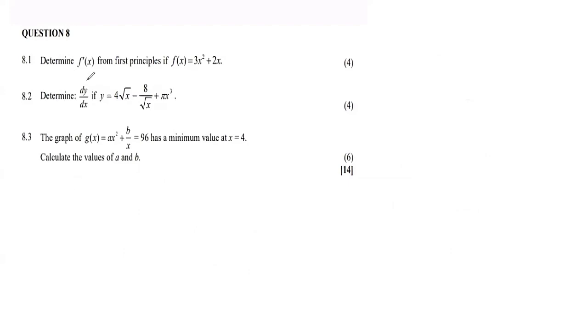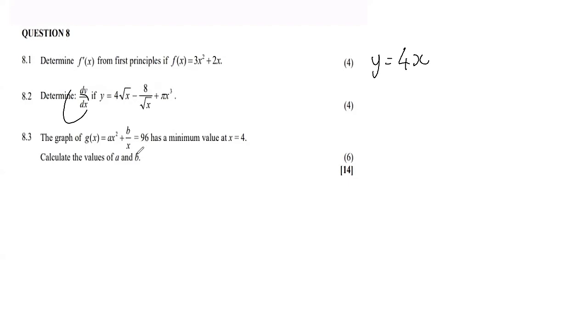Then 8.2, determine dy dx if y is equal to 4 over root x minus 8 over root x plus pi x to the exponent of 3. Now, this is a very nice question because a lot of people get confused if they try to throw in other variables into the mix, like your pi and what not. So note this, the dy dx means that we are deriving y in terms of x. So whatever they put in there, you simply treat it as a coefficient, right? So that's 4x.